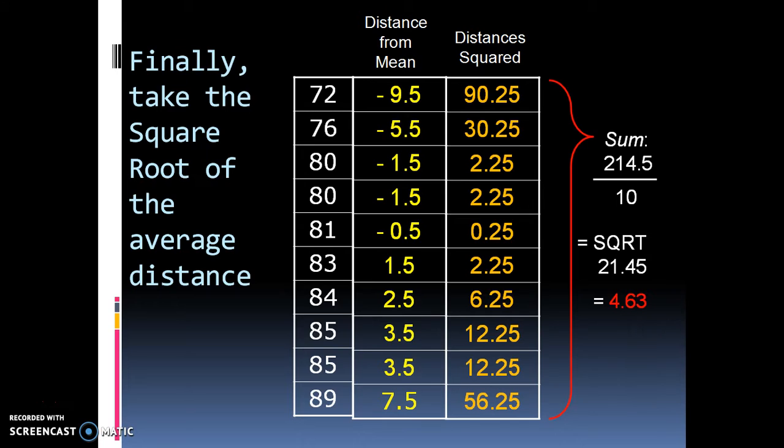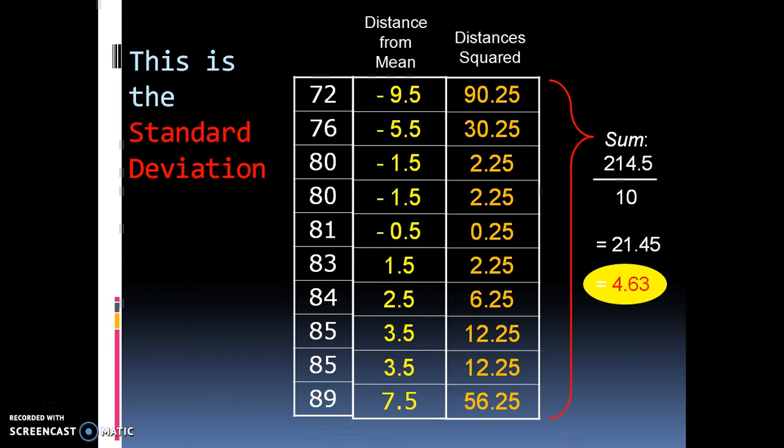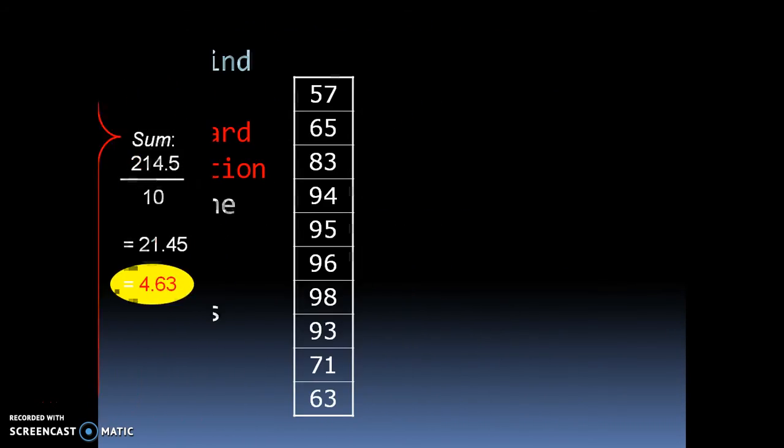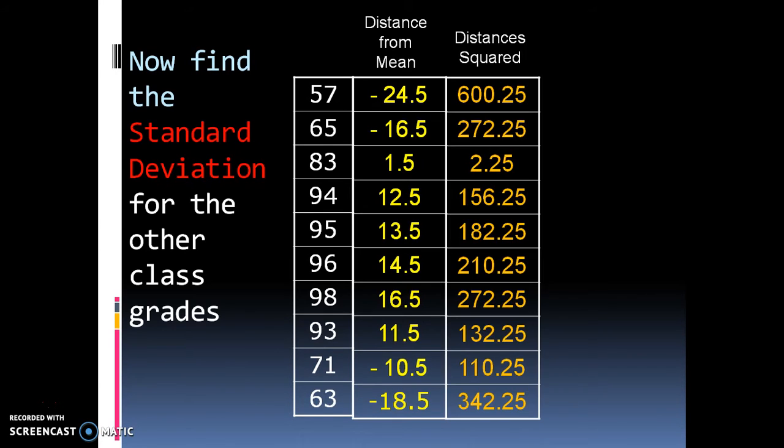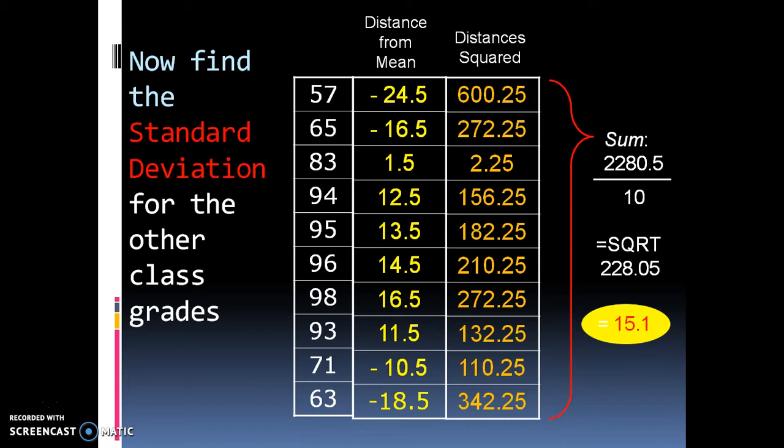Now, I went through that quickly because I don't expect you to remember how to do that. I just wanted you to see and understand how it works. And so this group of data has the average of 81.5 and a standard deviation of 4.63. If we do the same thing with the other class, we find that the standard deviation is 15.1.